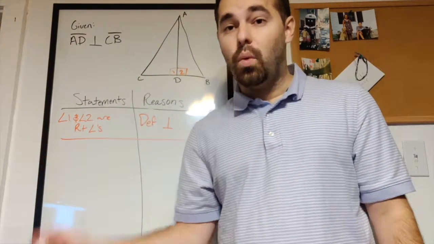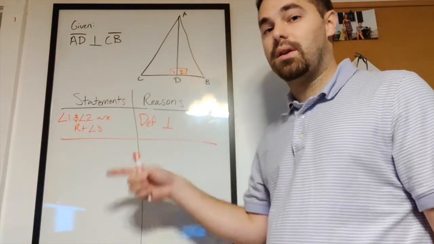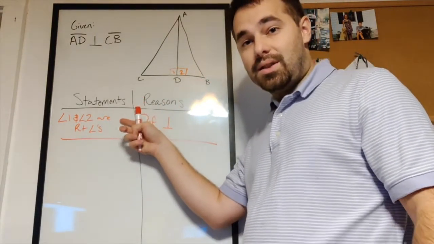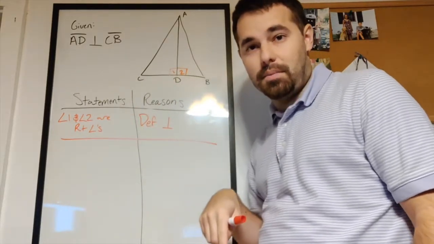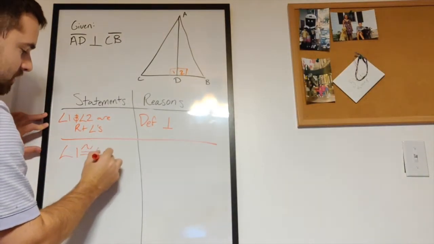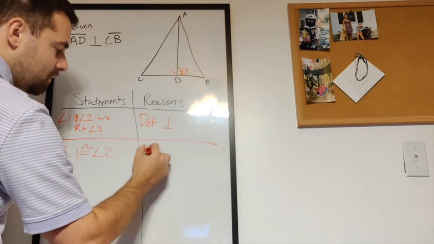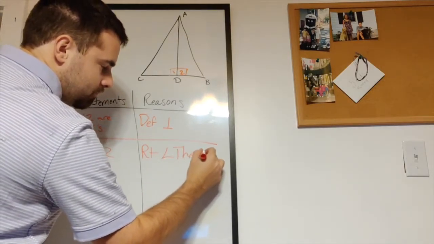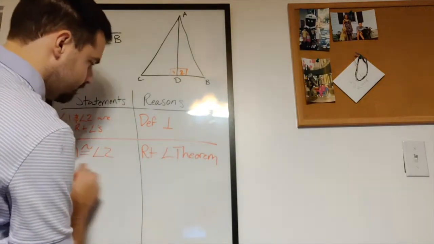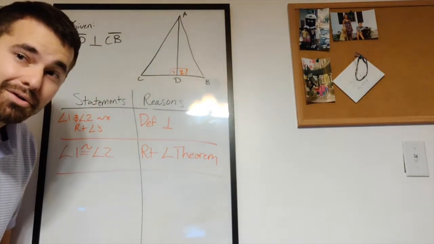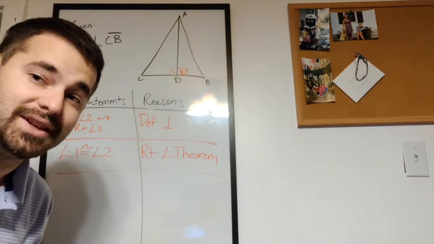So I'm going to write down one more step. This is important. Perpendicular lines take 2 steps. Step 1, say that they're right angles by the definition of perpendicular. Step 2, angle 1 is congruent to angle 2 by the right angle theorem. And that's all there is to it. You just got a pair of angles congruent from some perpendicular lines. Let's keep rolling.